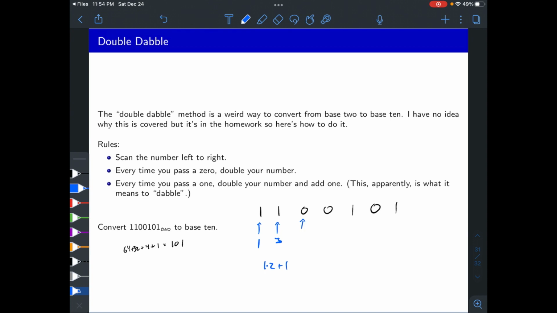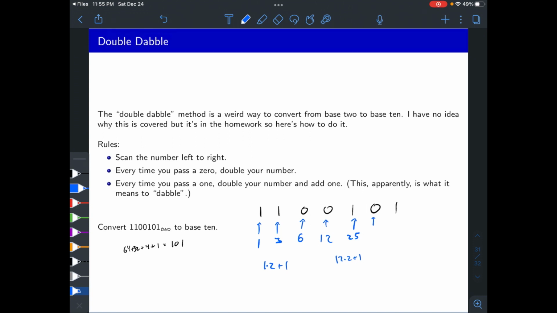Okay, the next number I get is 0. I'm passing a 0, so I double. What do I get when I double 3? I get 6. I get to another 0, so I double again. I get 12. I get to a 1. That means I dabble. What is 12 times 2 plus 1? I double and then add 1. I get 25.